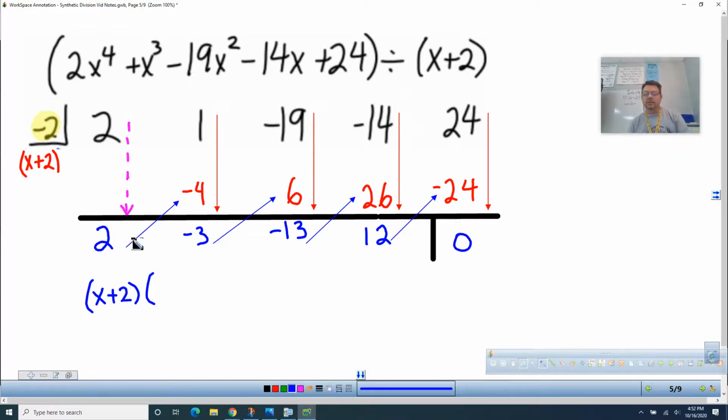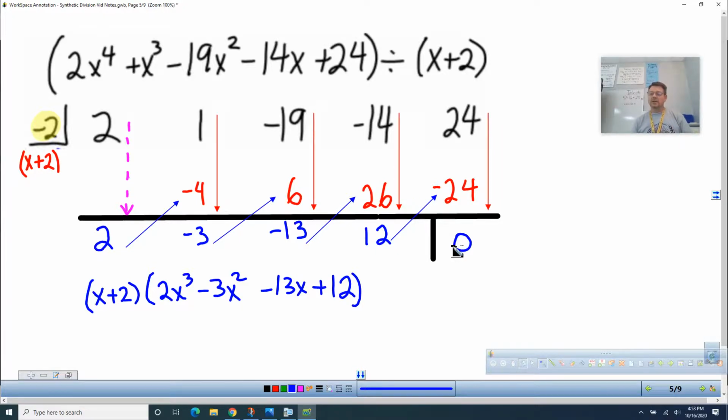It's not always to the third, just one less than that guy up there. So it's 2x to the third minus 3x squared minus 13x plus 12. So if I multiply these two together, that'll give me that dividend we started with, okay? Because this is a factor. It comes out nice and even.